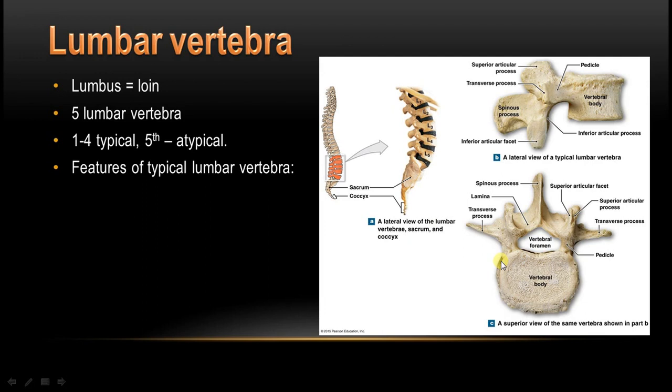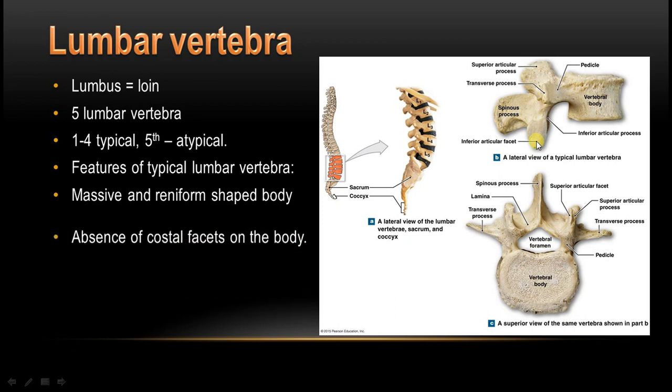So the typical features of a typical lumbar vertebra are a reniform shaped body, and the spine is short and quadrilateral. Then you have the accessory transverse process and the mammillary process. The inferior vertebral notch is deeper as compared to the superior vertebral notch. At the junction of the pedicle and the lamina, I told you this is the transverse process. At the same junction, you have the superior articular process and the inferior articular process.